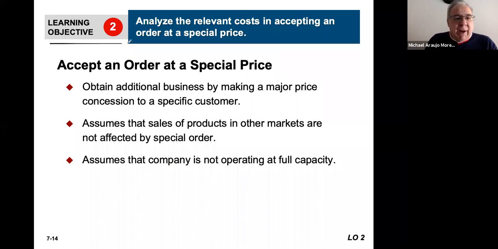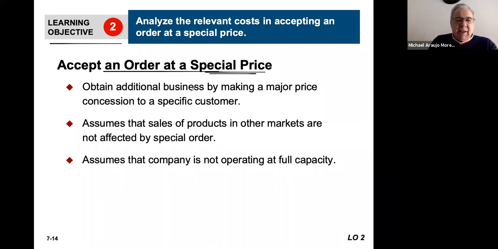Okay, and we're back with learning objective 2. So here is how to use incremental analysis to help them make a decision whether they accept an order at a special price. So they're already making certain things for customers. What if sometimes a customer says, look, if you make a little bit more for me, I'll give you this price for it, should they actually take it or not?